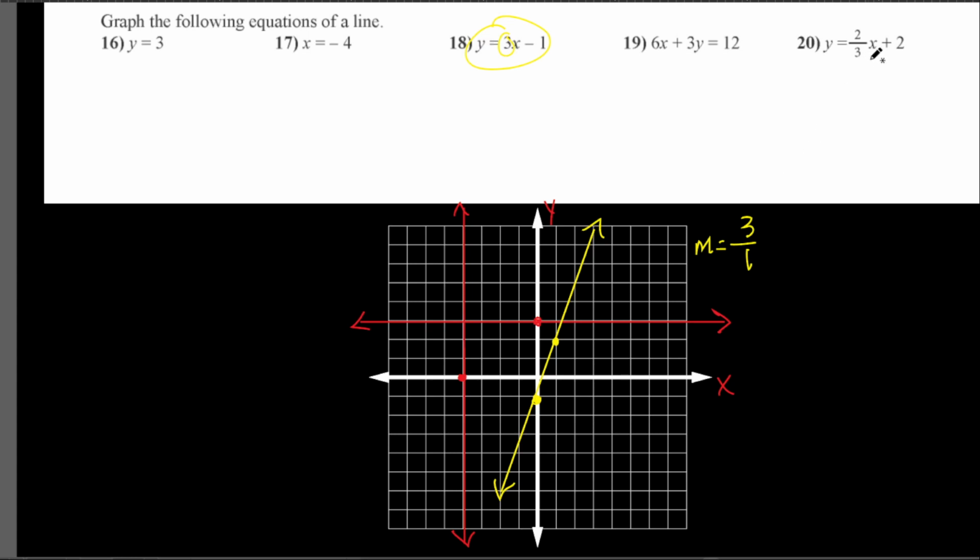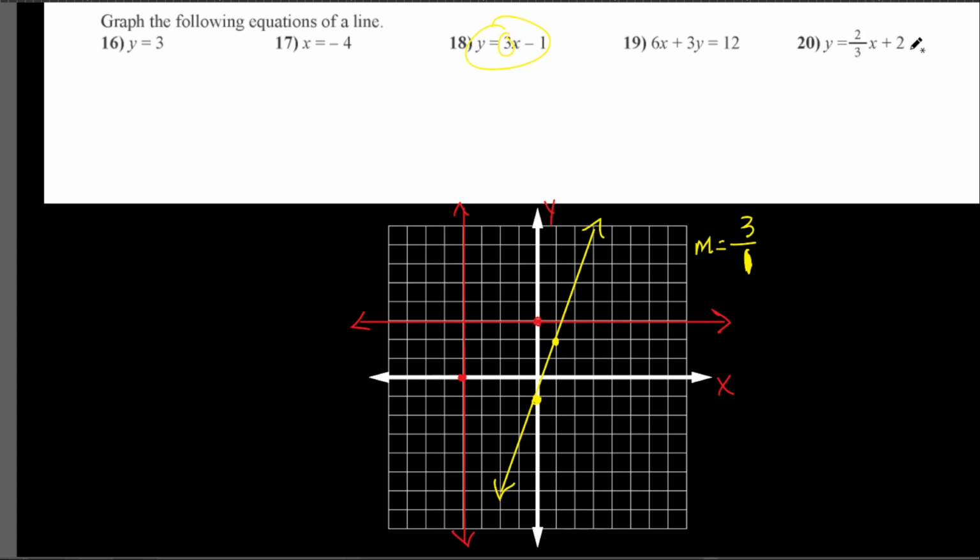Tell you what, I'll do this one in yellow as well. This one's just as easy. A lot of people skip this and even use this as your free problem. But this one's just as easy as 18. I think, tell you the truth, it might be a little bit easier because on this 3, you had to understand that the run was a 1. But look at this one. y equals 2/3 x plus 2.